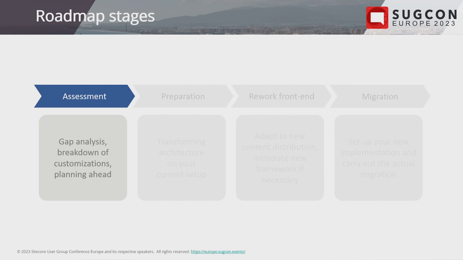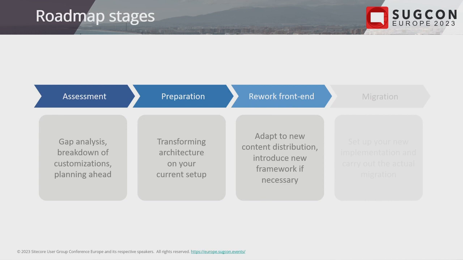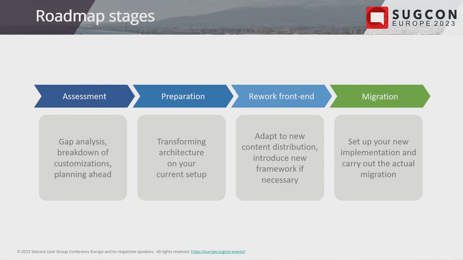But to give you an overview, you first start with an assessment with a gap analysis and a breakdown of all the functionality. Then you start preparing your solution, carving out the things that are not compatible, moving them to another product on your current solution. The next step is to rework your front end. And this heavily differs between already being on GSS or already being on SXA with GSS, or if you are still on MVC renderings, obviously. And the last step is to perform your migration, where you set up your new implementation and start moving over your content.